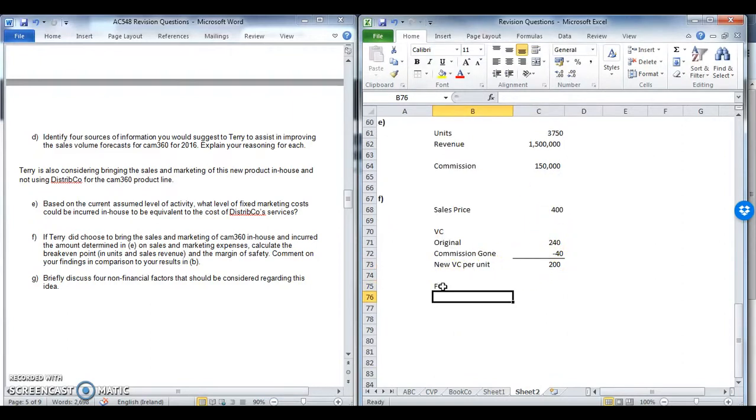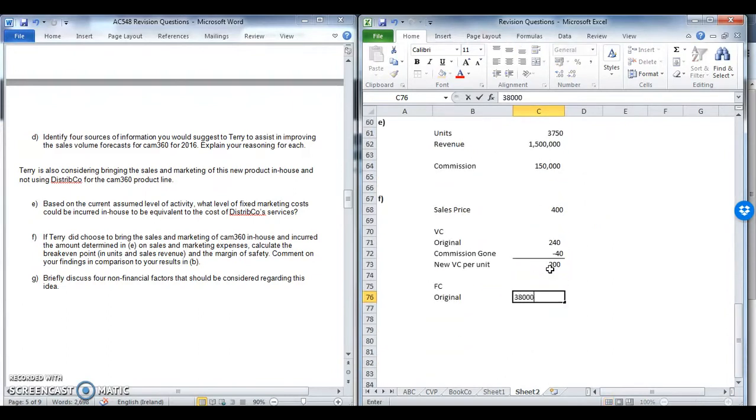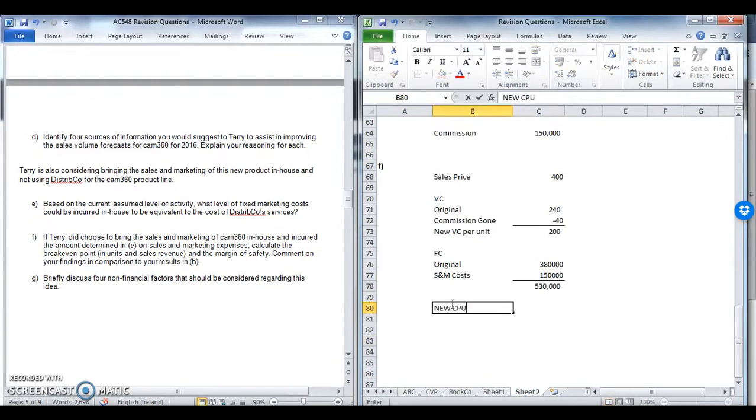However, the fixed costs have now changed. The original fixed costs were up here 380, but now we have sales and marketing costs, because remember, we're going to spend them in-house and we're going to treat them as a fixed cost of 150. So whereas our variable cost has fallen by 40 per unit, our fixed costs have gone up by 150 grand, and they are now 530. So our new CPU is 400 minus 200, which means our new CPU is 200 as well.